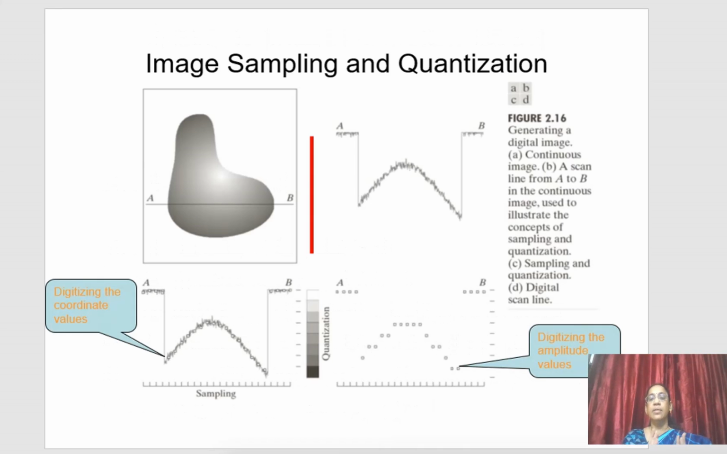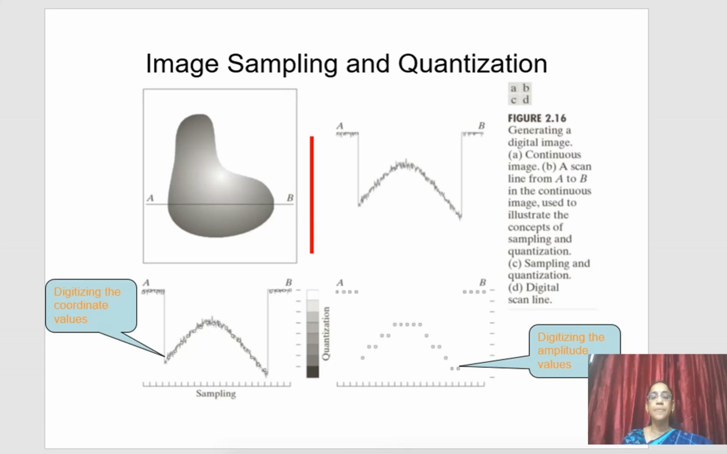So to convert the image into a digital form, we have to go through two processes: one is sampling, another is quantization. Sampling means we can represent the image as a two-dimensional array. Sampling is deciding the number of rows and columns in the image, how many rows and columns we need when digitizing the image. And the value that we have to store in that particular array, we call that quantization.